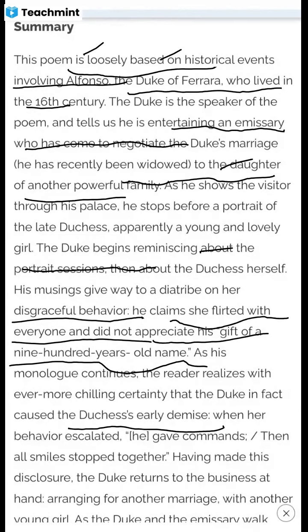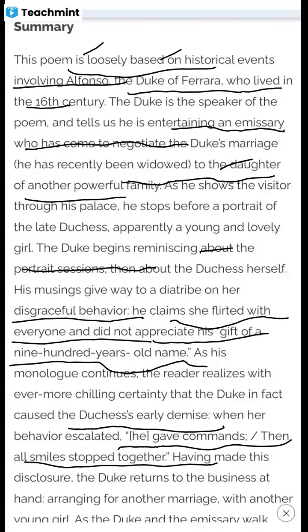He gave command. Who gave command? Duke gave command to stop the smile of the Duchess. So all her smiles stopped. It means that she lost her life. Yes, she was murdered brutally. So in the poem, what do you find? In the poem, you find about a sinister duke, about a haughty duke, about a stubborn duke, about a narrow-minded duke who has what?